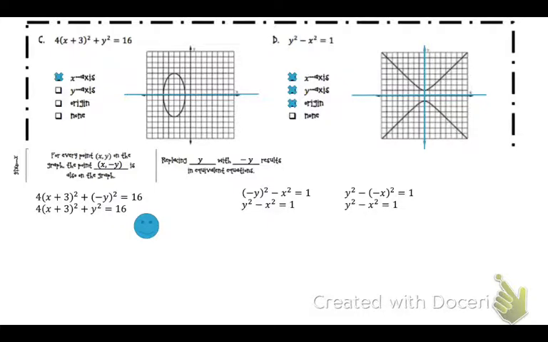Now the origin, so I have to replace with negative y and negative x. So I have negative y squared minus negative x squared equals 1. Negative y squared is y squared. Negative x squared is x squared, and that equals 1. We're good.